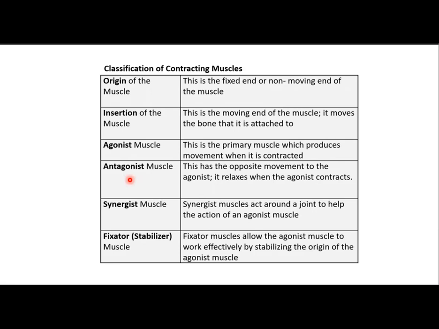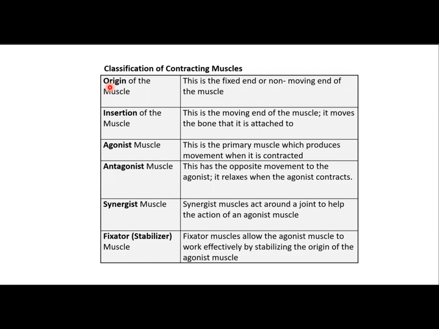Then you have some muscles, because the muscles never work alone. They always work in pairs or in groups. These are called synergists, the helper muscles. And you do have stabilizers or fixator muscles, which, as the name says, stabilize at the origin of the muscle, so that, let's say, your joint is safe.